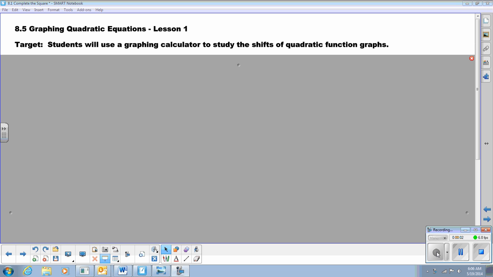Lesson 8.5, Graphing Quadratic Equations, and this is our first lesson. I'm going to ask that you get a graphing calculator out of the yellow filing cabinet top drawer, and you will need that to do this lesson.